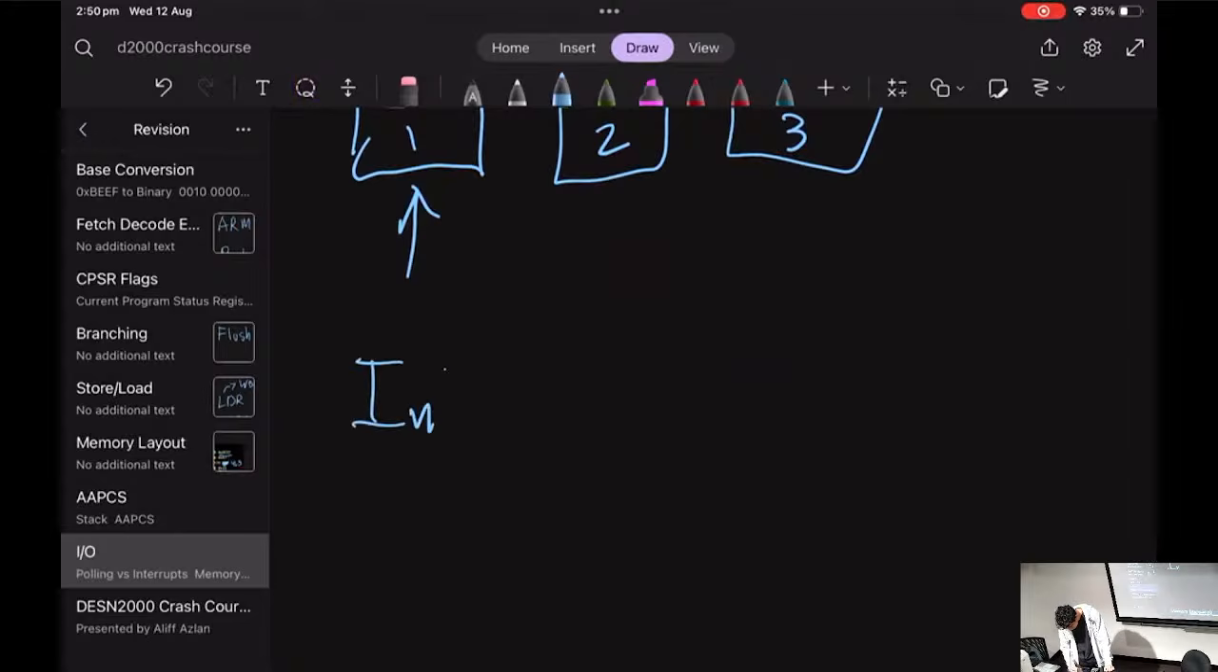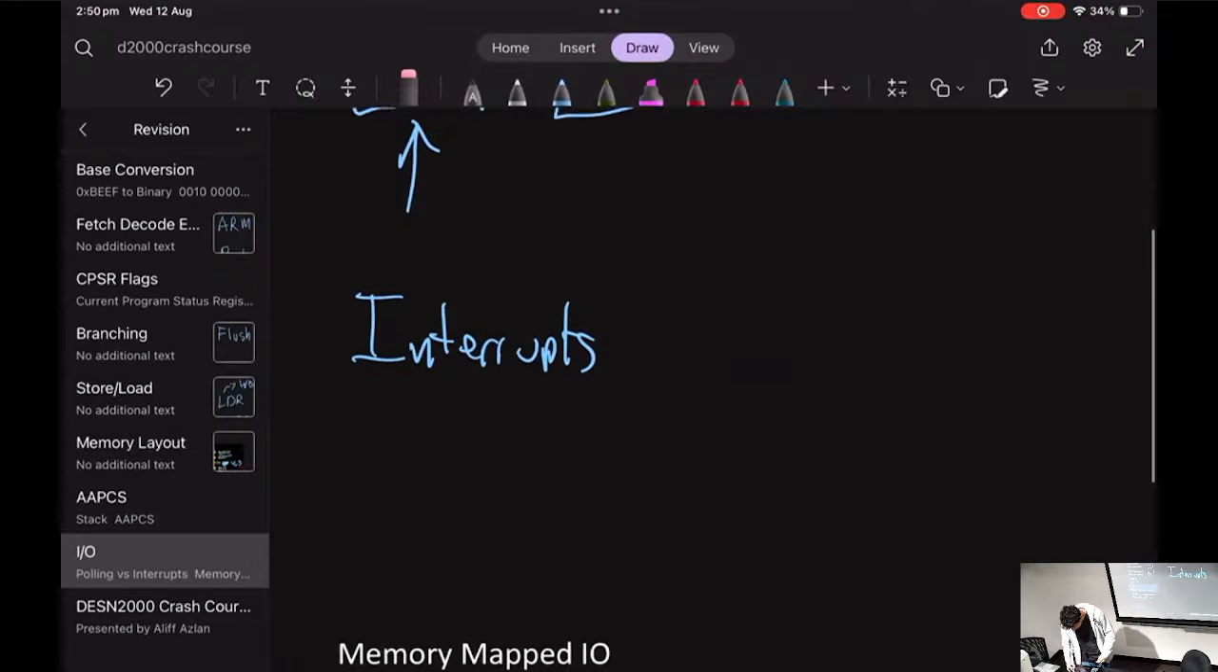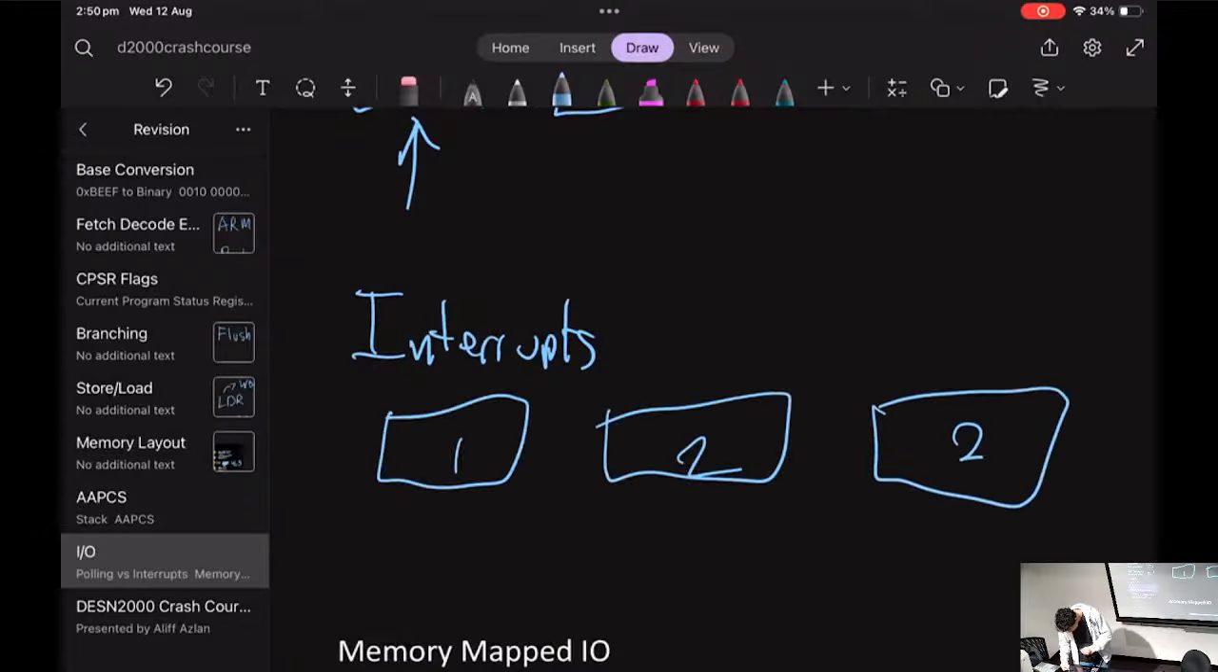With interrupts, all you need to know is that instead of checking each status or each task, the task will come to the processor itself. Going back to this example of 3 tasks, let's say task 1. Instead of going through each task and checking it, the task gives a flag saying, hey, I'm done, please take a look at me. I need some help. And then the CPU would branch over there to see what you need help with.